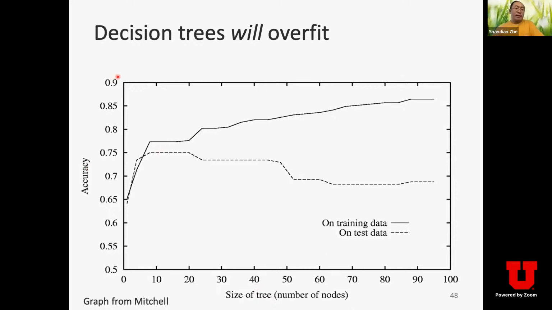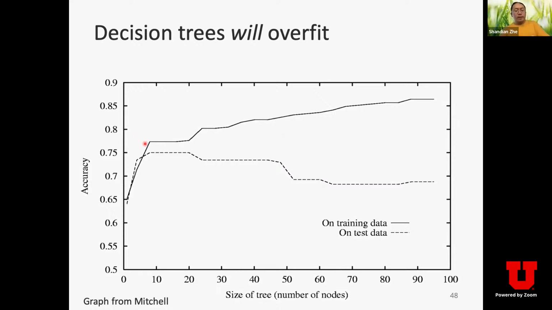The y-axis is accuracy, and we got two lines. The solid line is the training accuracy, and the dashed line is the test accuracy, meaning that we have sampled a large set of test examples. So you test the accuracy on those test data, and those test examples are not seen in the training stage. And this is from some practical data set, so you can assume there must be some noises there.